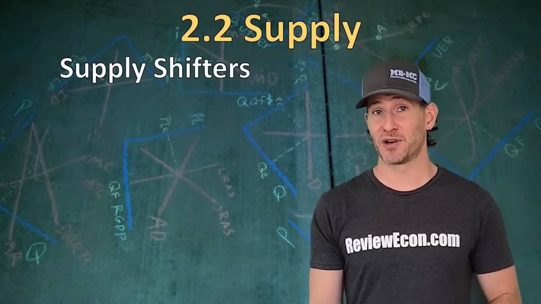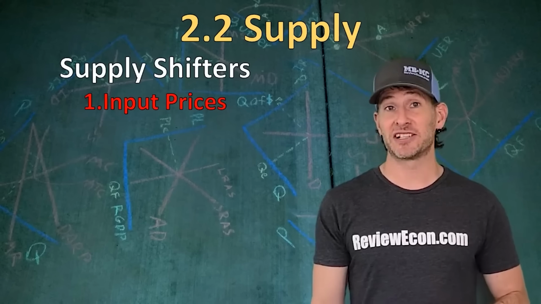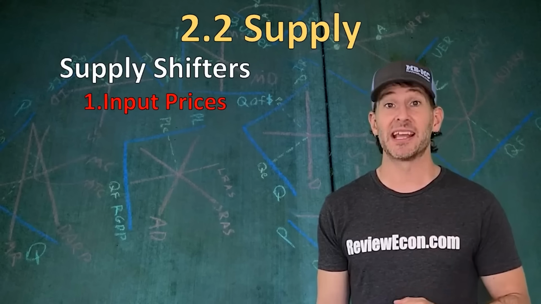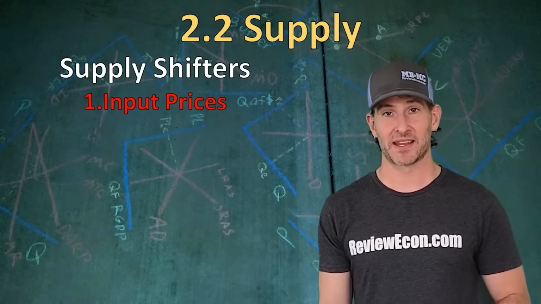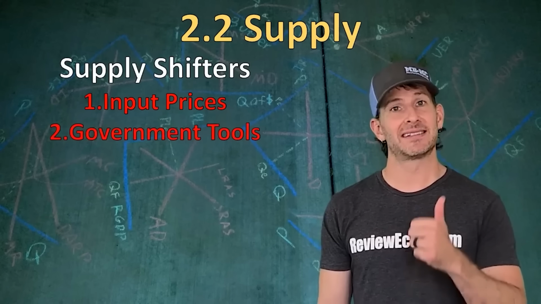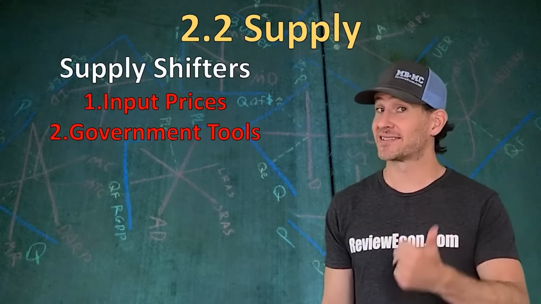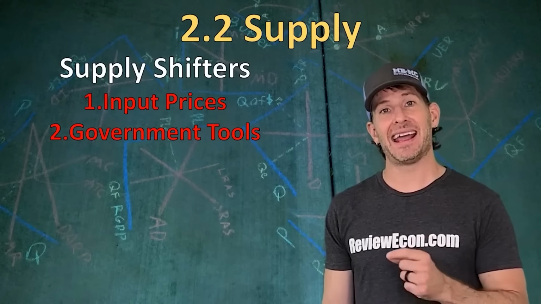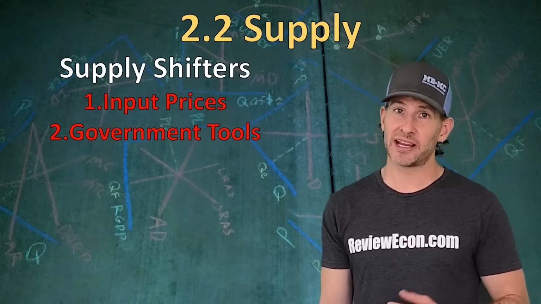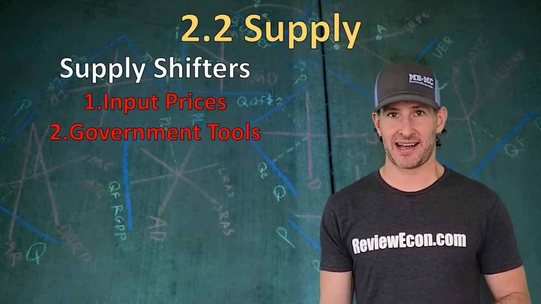First of all, we've got input prices. Those are the things that go into the production. If the price of a resource that goes into the production goes up, it will decrease supply. If it goes down, it will increase supply. Then we've got government tools, taxes. Per unit taxes decrease supply. We've got subsidies. Subsidies increase supply. And the last thing is regulations. Regulations will generally, depending on the type of regulation, decrease supply.